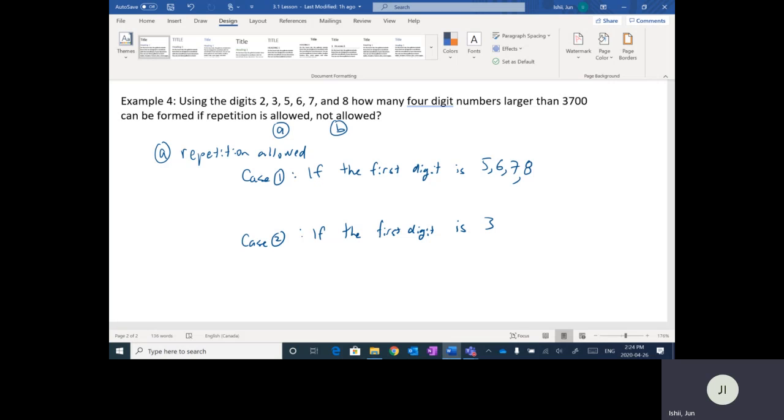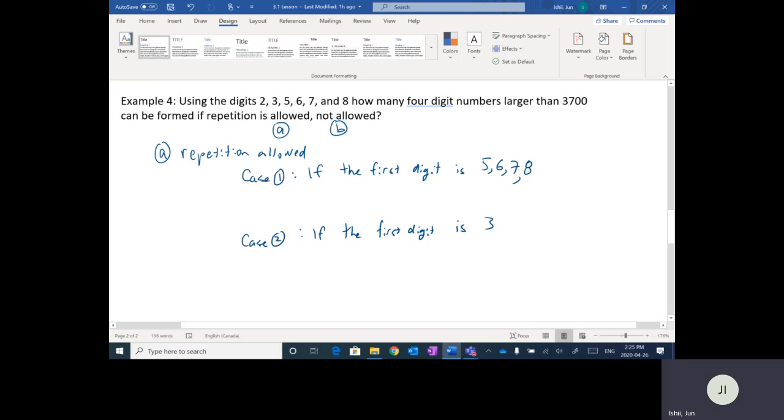Now the reason why we had to split this up into the two cases is that for this first case, if the first digit is 5, 6, 7, or 8, then the second digit can be any one of these, because automatically that number is going to be greater than 3,700. Whereas in the second case, if the first digit is 3, then the second digit has to be a 7 or an 8. It can't be a 6 or a 5, or else it'll be less than. So this is a tricky question where we have to split this up into two cases.